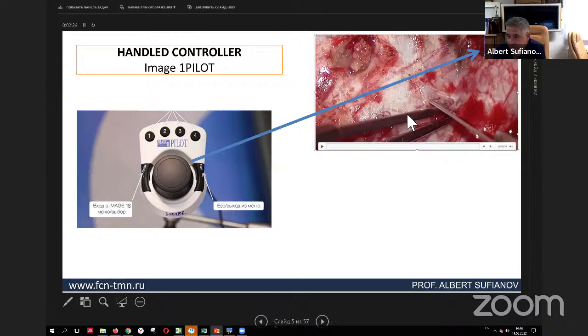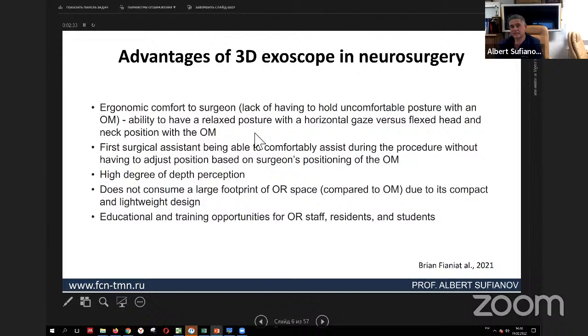So now we understand some advantages of the 3D exoscope in neurosurgery. The most important, for our patient too, is the ergonomic comfort for the surgeon, especially in surgery of the pineal region. It gives a relaxed posture and horizontal gaze versus a flexed head and neck position for the surgeon. The surgical assistant is also able to comfortably assist during the procedure without an adducted position, as with an operating microscope.